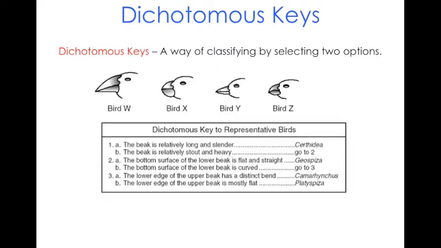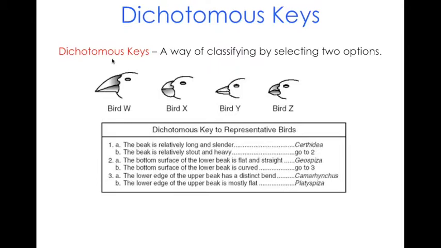It's called dichotomous because it only has two options, and you go with those options. So, for example, let's say you encounter 4 different birds, and we'll call them W, X, Y, and Z, and we want to identify what those species of birds are. We can use the dichotomous key that scientists have produced, and we can work through those options. Each bird would occupy a space, and then you work your way through the steps.